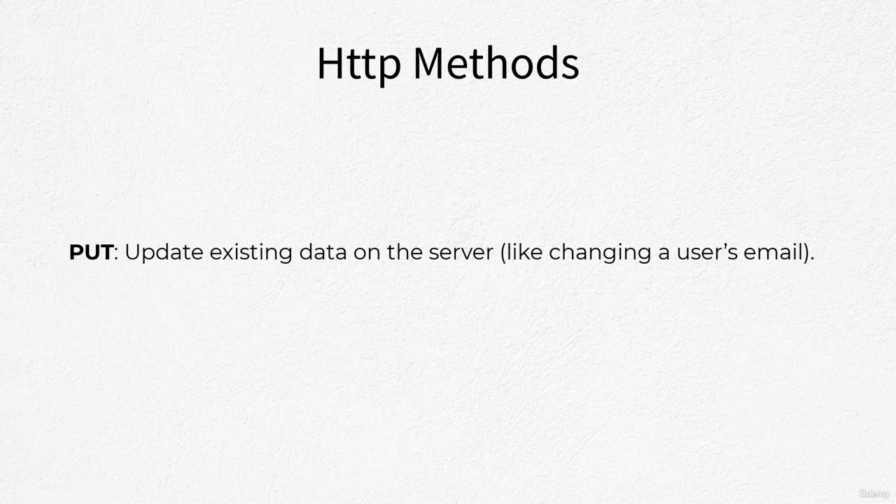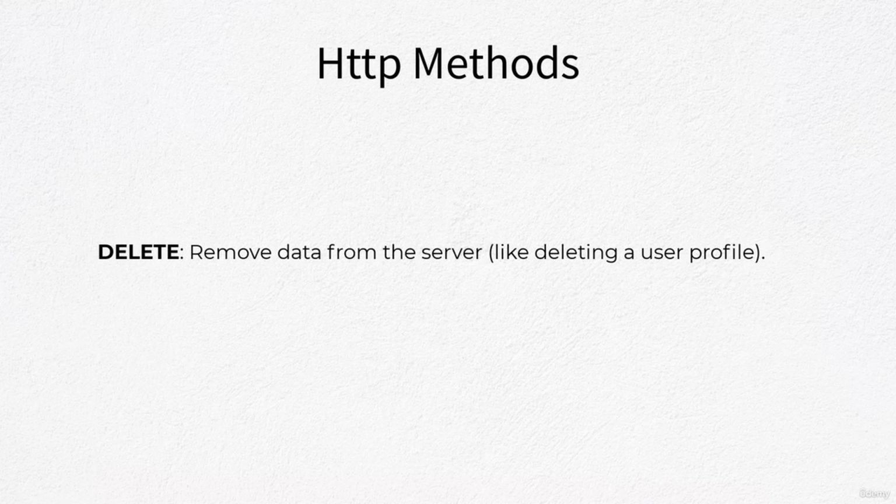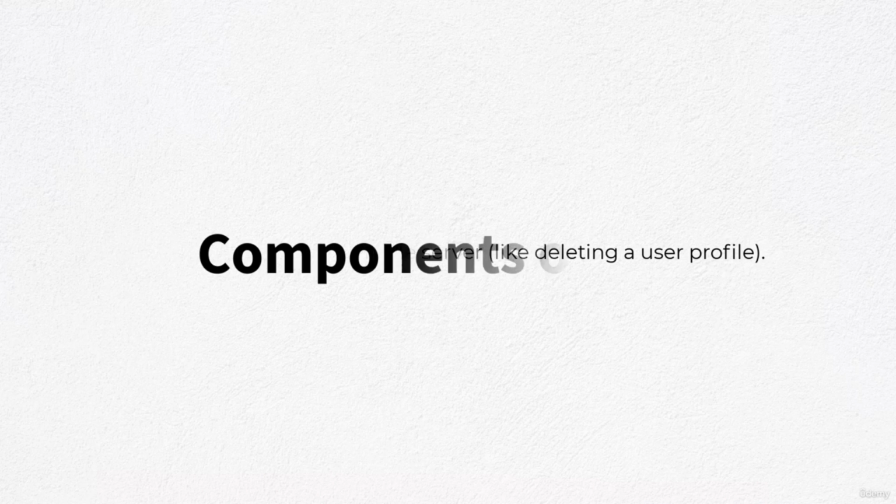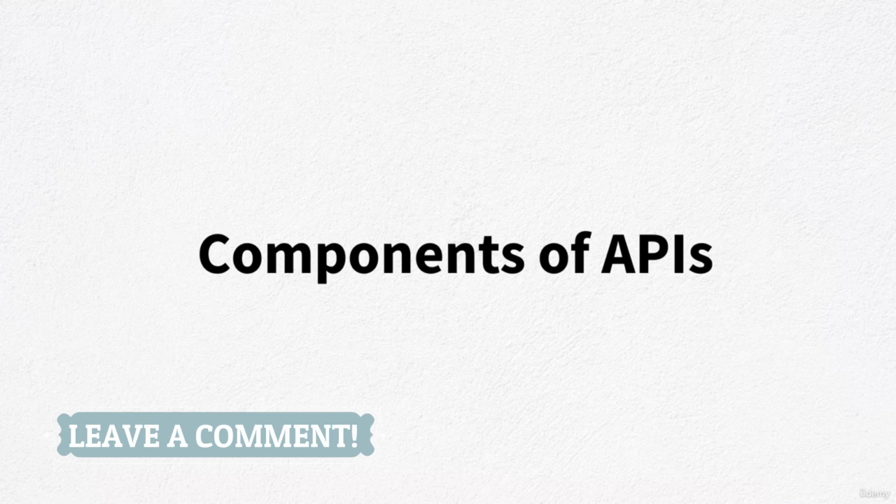And if you want to update something on the server, like changing user email address or username, then you use a method called put. So this is basically for updating data on the server. And the final method is delete. So as the name suggests, it is used to delete some data from a server. Like if a user wants to delete a certain profile, then he is going to use this delete method. So these are different components of API, and we are going to use them while making API calls inside our application.